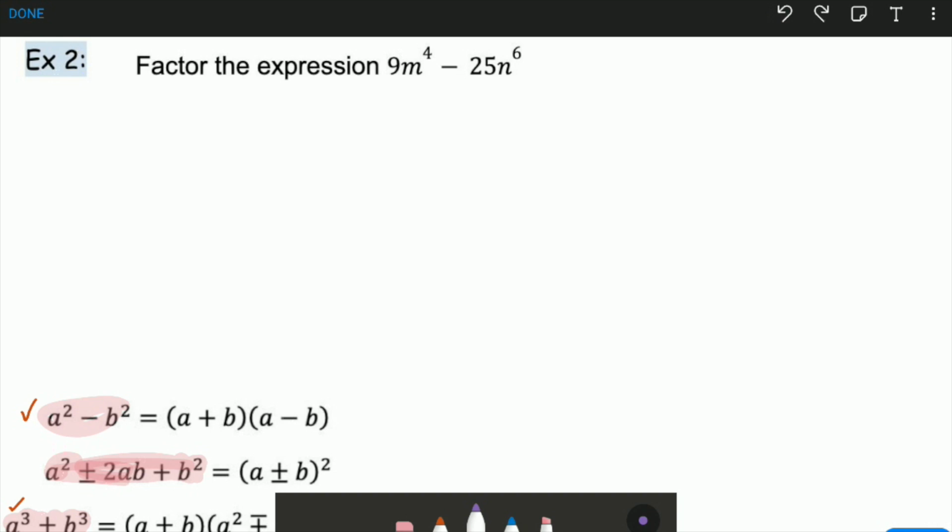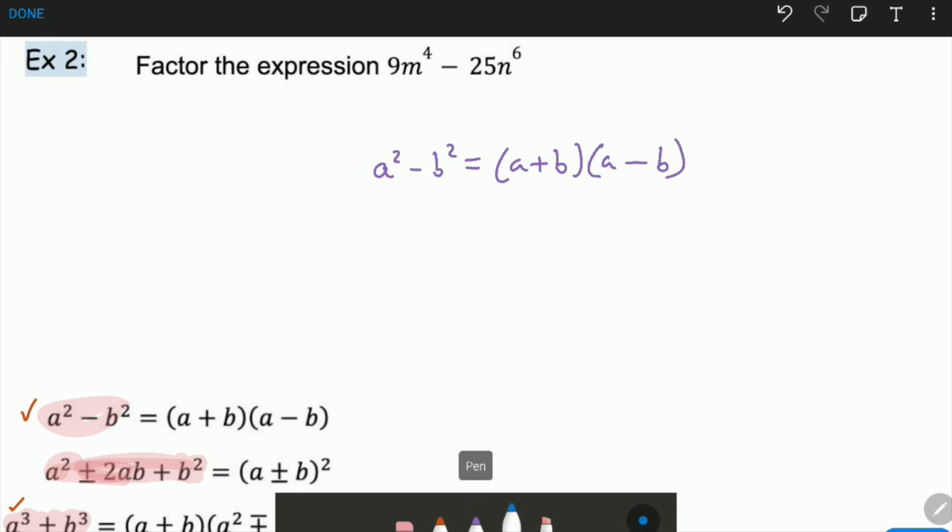In this case, though, I know 9 is a perfect square, so I would assume it is the a squared minus b squared pattern, which will factor into a plus b and a minus b.